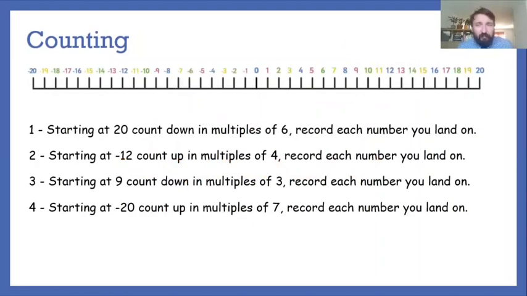Okay, so here's your first task for today. Mr. Wilson's going to make you do some work rather than me talking all the way through this. Starting at 20, count down in multiples of 6, record each number you land on. You've got 4 questions there. Starting at -12, count up. So remember, that's where we're going into the positive numbers. In multiples of 4, record each number you land on. Starting at 9, count down in multiples of 3, record each number you land on. And then starting at -20, count in multiples of 7, record each number here.